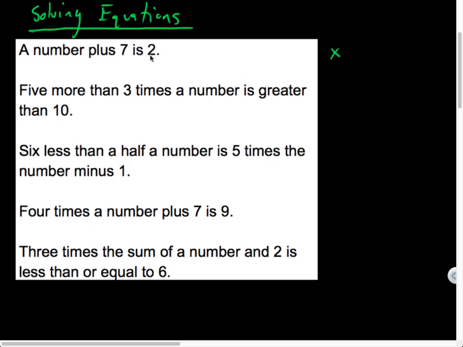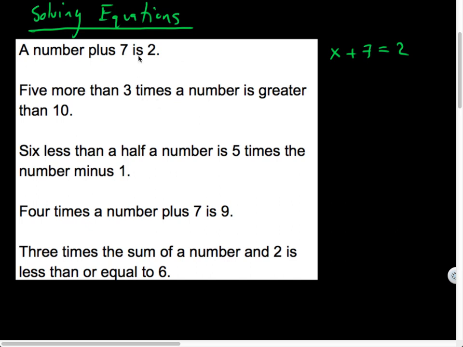So a number plus 7 is 2. How could I write this? Well, plus, what operation does that imply? Addition. 7 is implying the number 7. What does is mean? Equals. And 2. So there we go. I've successfully translated an English sentence into a math equation.